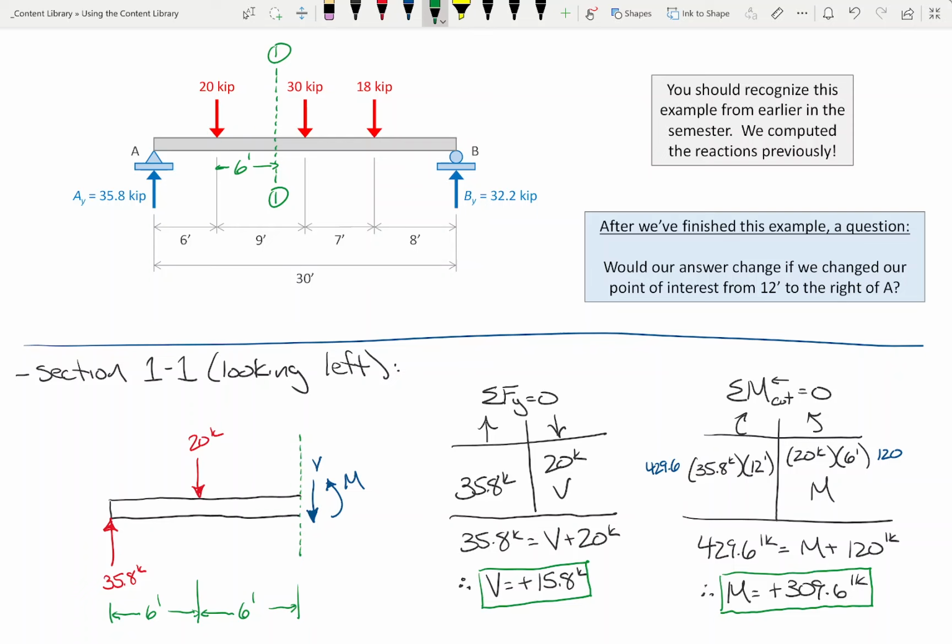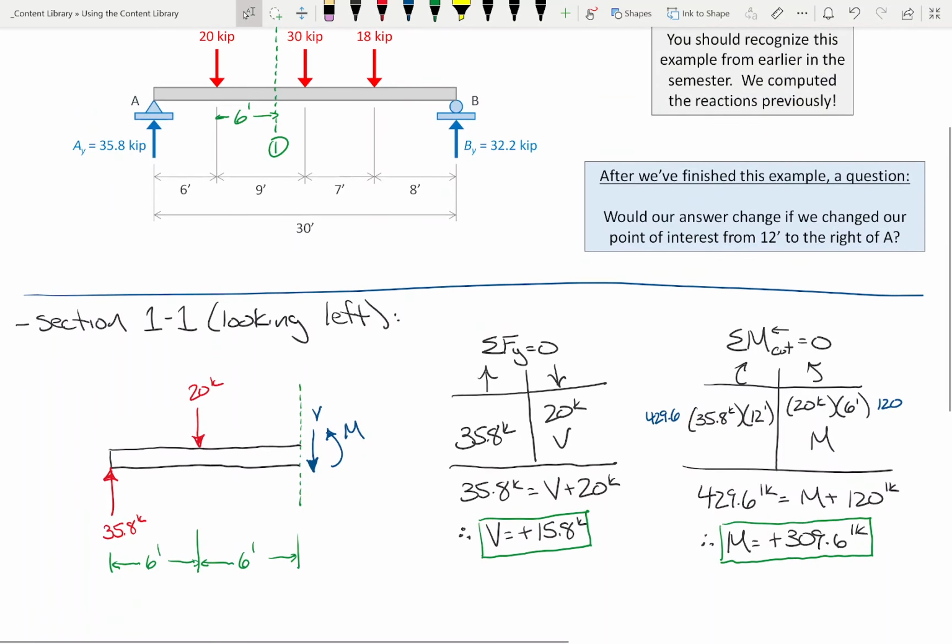So is that fair? Now I got that because I cut a section and looked to the left. Am I going to get the same thing if I cut a section and look to the right? I should. Let's see if I do. Okay, by the way, if this is 6 feet, what's this distance right here? 3.